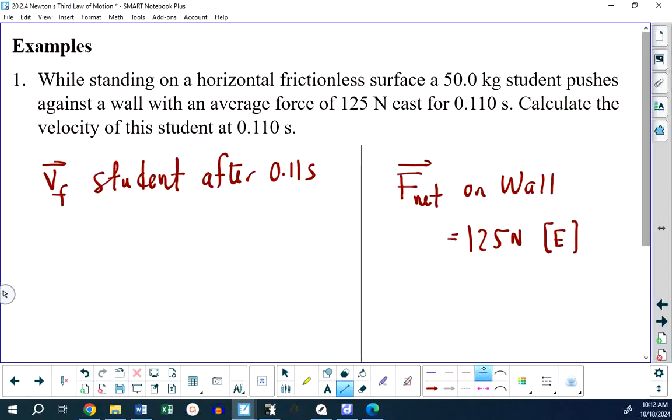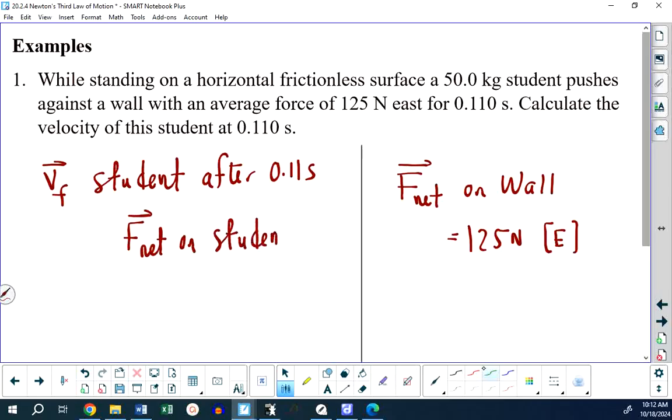So we have a net force on the wall of that. How are we going to end up solving this problem? Well, we're going to understand that the net force on the student is going to be 125 newtons west.